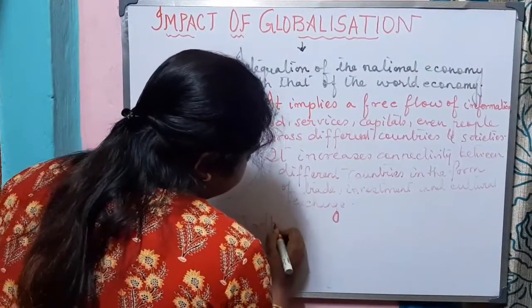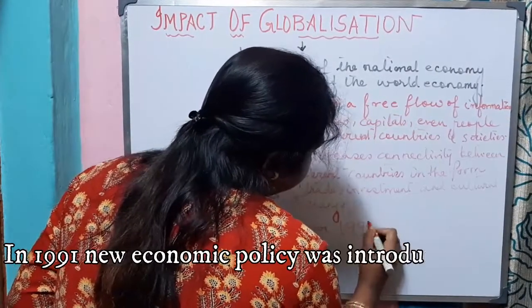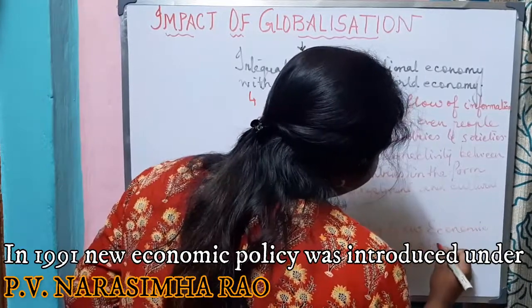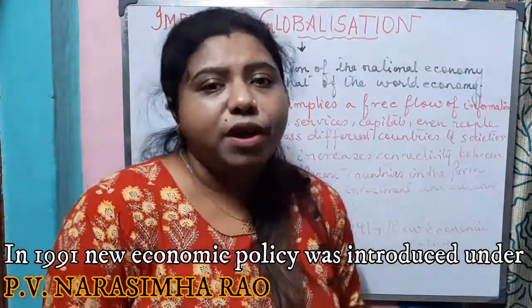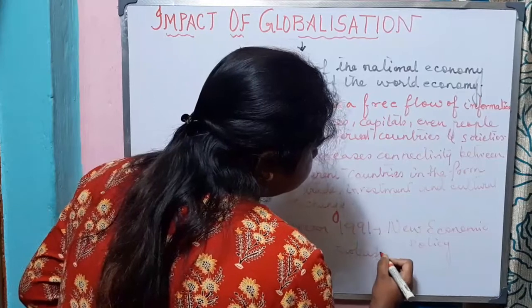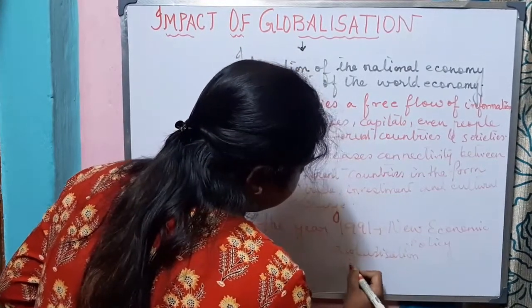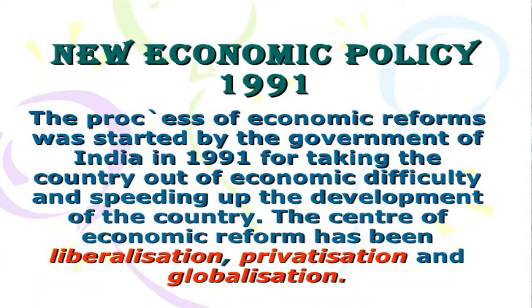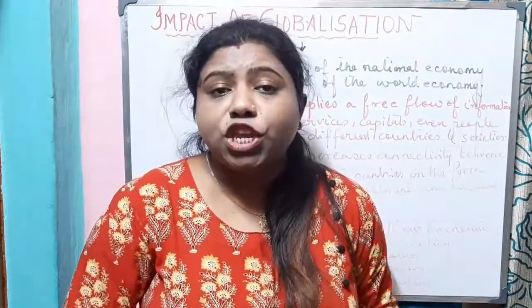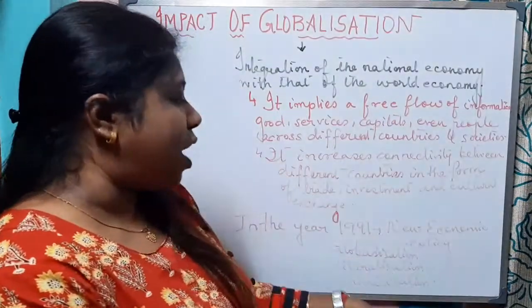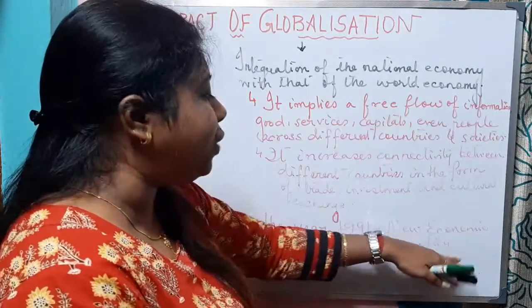In the year 1991, a new economic policy was introduced under P.V. Narasimha Rao. Under this new economic policy, globalization, liberalization, and privatization were introduced. Now, Indian agriculture has to face new challenges under globalization after 1990, that means in the year 1991, when globalization was introduced under the new economic policy.